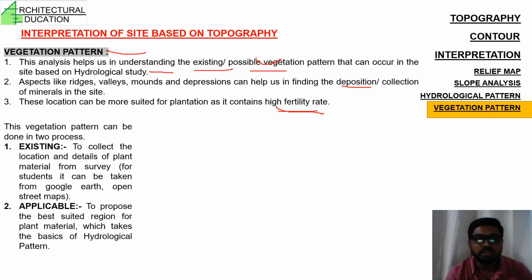Now, in this vegetation pattern, we can go ahead with two steps. One is where we are finding the existing one. In the existing one, we can find out the details through a survey. This survey generally is done by the government or by a private source. For the students, I can suggest Google Earth or OpenStreetMap, where you will get free details about vegetation, networking, and other things. Next one is the applicable one. The applicable will be done based on the hydrological pattern which you have just done before the vegetation.